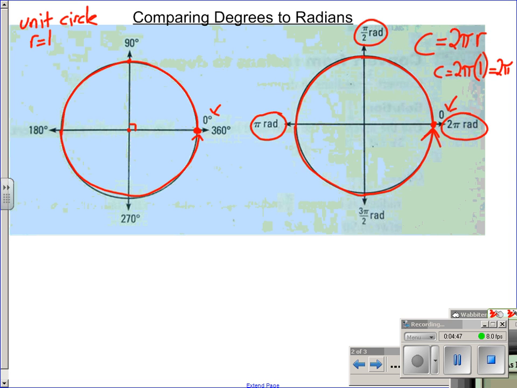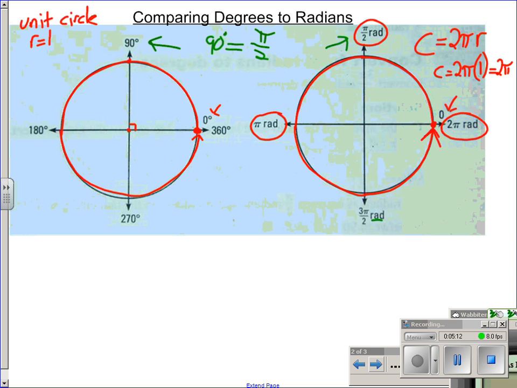So now, looking at these two circles, we can easily compare radians to degrees. Pi over 2 radians is on the positive y-axis. 90 degrees, positive y-axis. So 90 degrees is the same thing as pi over 2 radians. And they did write the word rad here, short for radians.